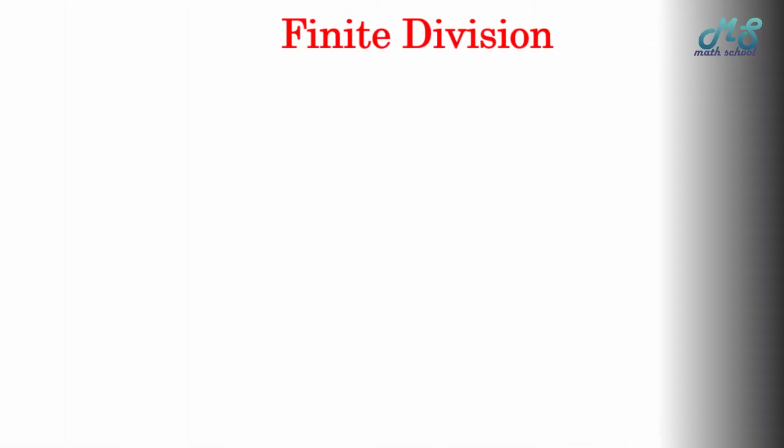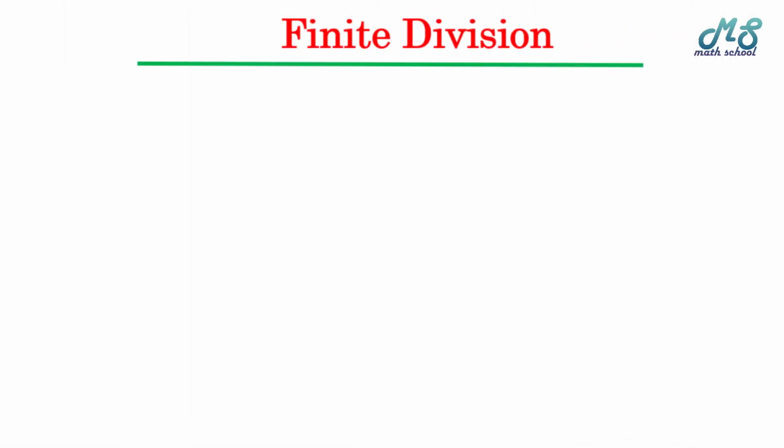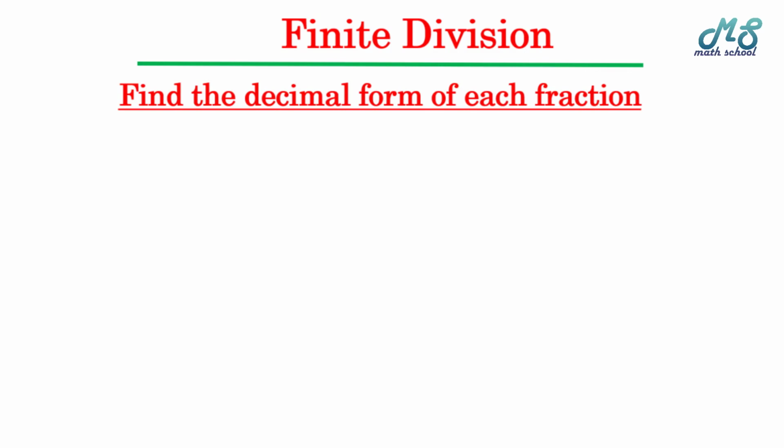Next, guys, finite division. It's very important. How can we write the decimal form of a fraction? We studied before. For example, guys, find the decimal form of each fraction. The first fraction, guys, is 5/8. We studied before, guys, that 5/8 as a decimal equals what? You can remember it. It will be 0.625.